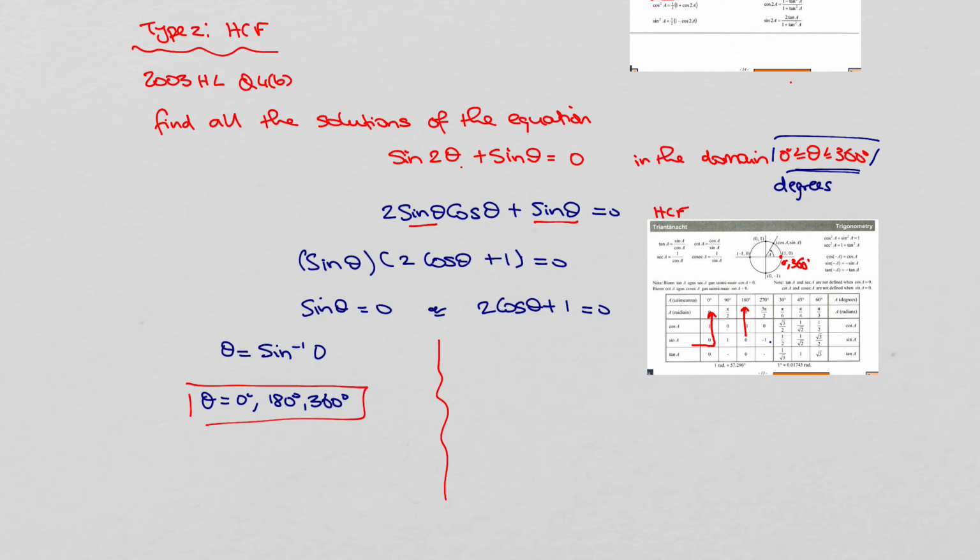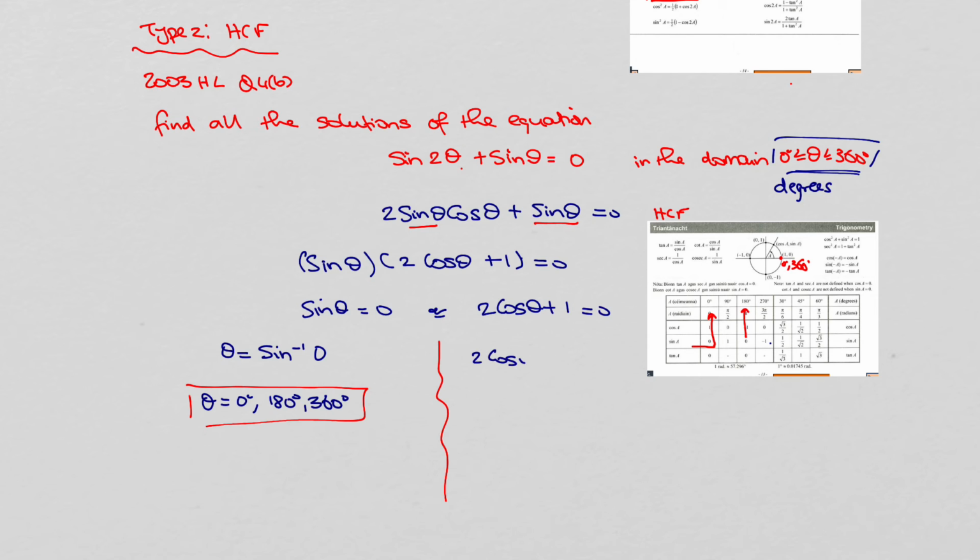So now I need to look at the second part of the equation, which was that 2 cos theta plus 1 is equal to 0. So if I get cos theta on its own, cos theta is equal to minus a half. So now we have to get cos inverse, and we always get cos inverse of the absolute value. And we have to remember our unit circle here. If I look at the table there on page 13, I can see cos inverse of a half must be 60 degrees. So in other words, this is my reference angle, 60 degrees.